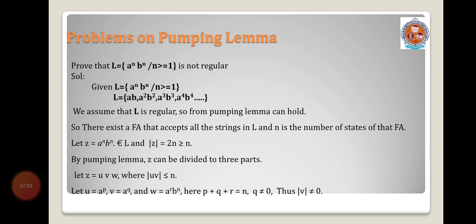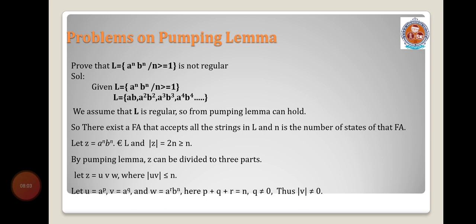Now we assume that L is regular, so our pumping lemma can hold. As L is a regular language, there exists a finite automaton that accepts L, and such a finite automaton has n states, and this n value can be treated as the constant for that language. Now we have to take a string z in that language. Let z equal to a power n b power n belongs to L. Now what is mod z? Mod z equals 2n, that is greater than or equal to n.